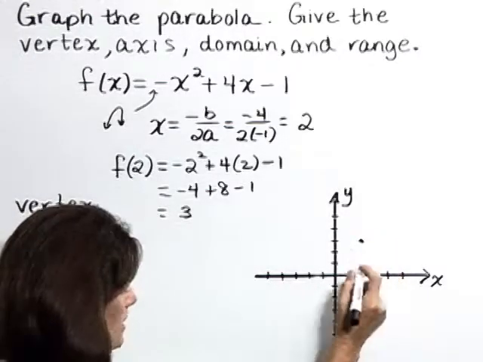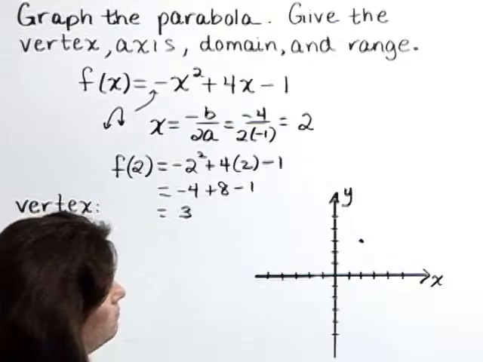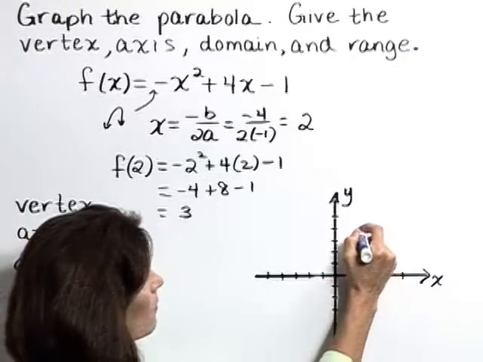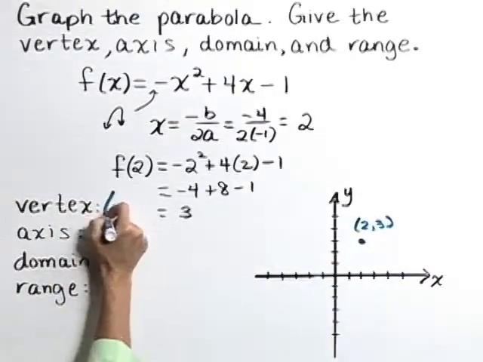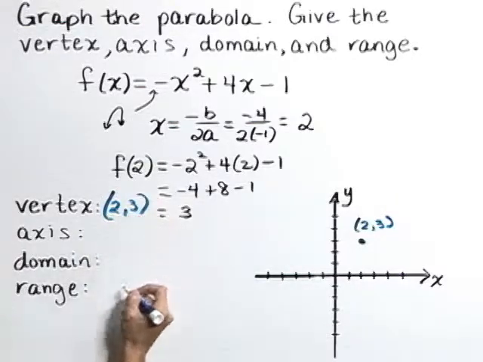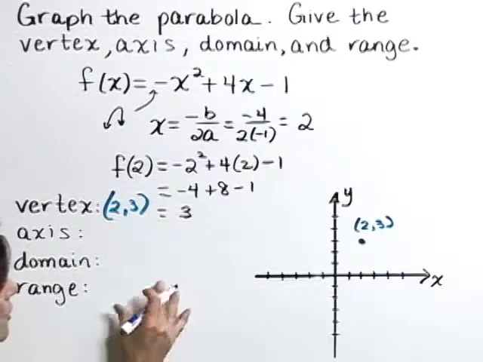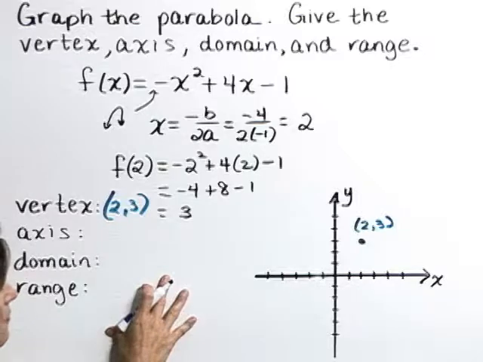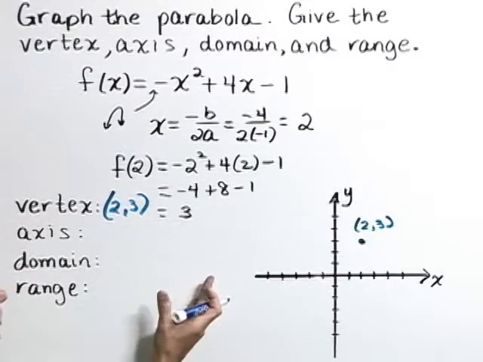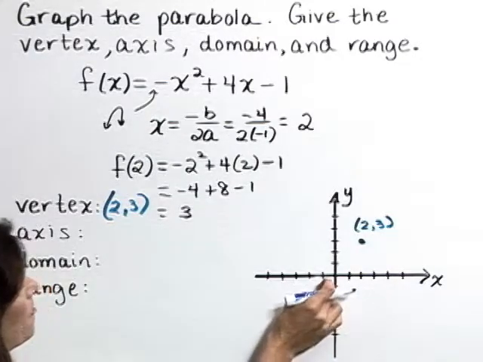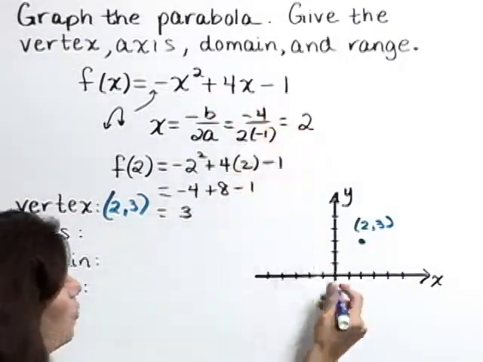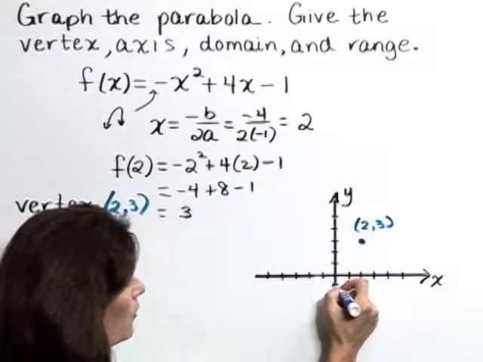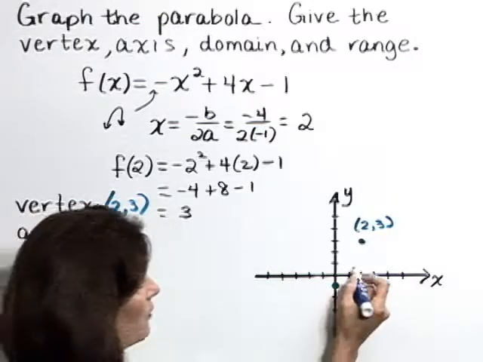Let's locate that point. And let's identify then our vertex, 2, 3. Let's find just another reference point on this graph. In our function, if we let x equal 0, say, then we've got a 0 term, and a minus 1. So this function also goes through the point 0, negative 1.